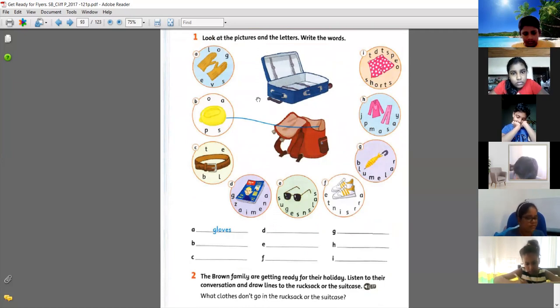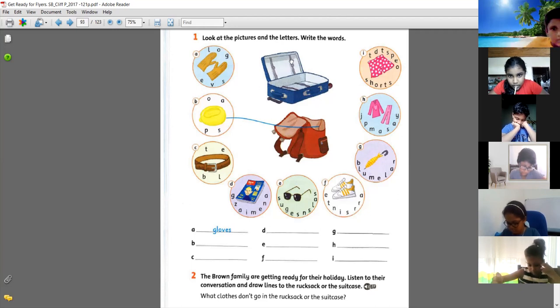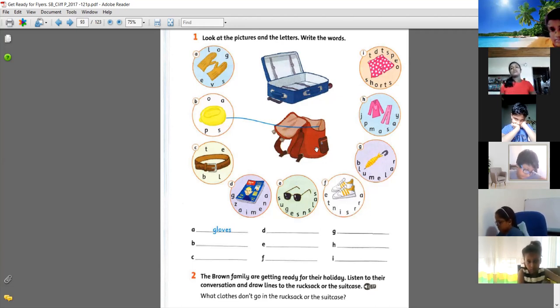There is a rucksack and also a suitcase. First of all, we want to write down the words here. After that, we want to listen and match to the rucksack and the suitcase. This is known as the suitcase and this is known as the rucksack. Rucksack means backpack.